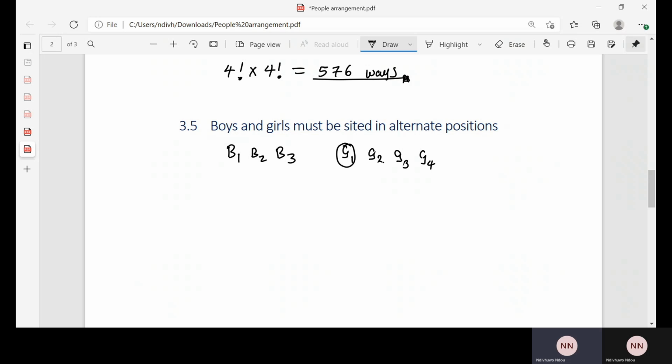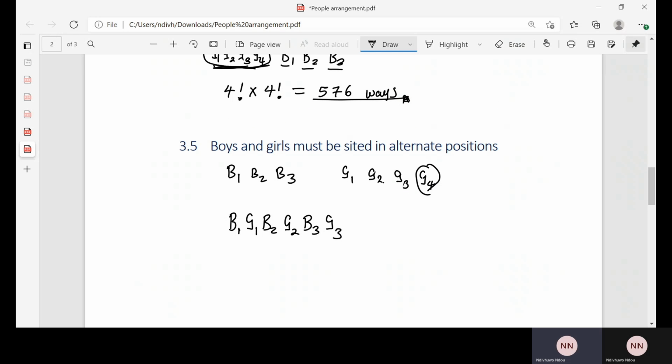Because if we start with boys, if you say I'm going to start with a boy, followed by a girl, boy, followed by a girl, boy, followed by a girl, you are left with girl 4. Where will you put her? If you just come and put her there, it won't be alternate because you have girl, girl, so they're not sitting in alternate position. So that's why we have to start with the one that has a higher number. So in order to sit them in alternate position, we must start with girls.